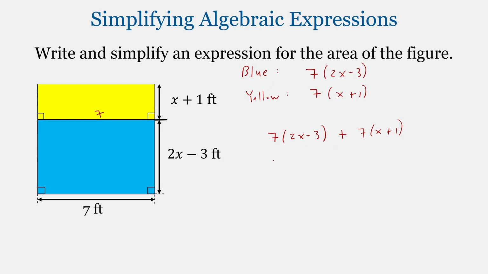And we have 14x minus 21 plus 7x plus 7. And then combining like terms will give us 21x minus 14.